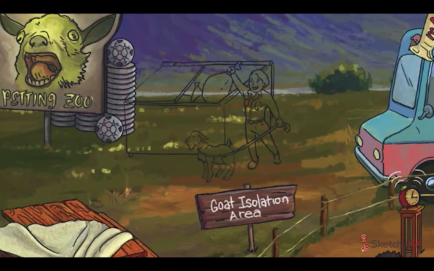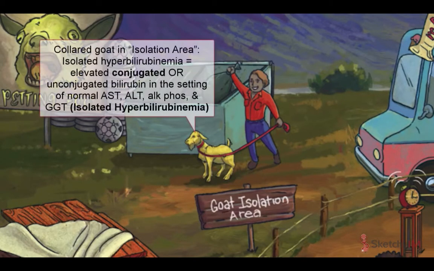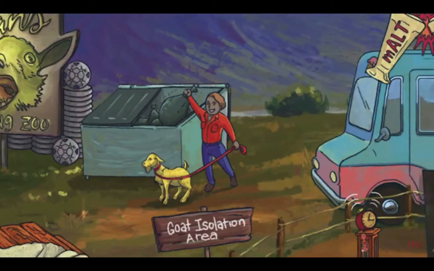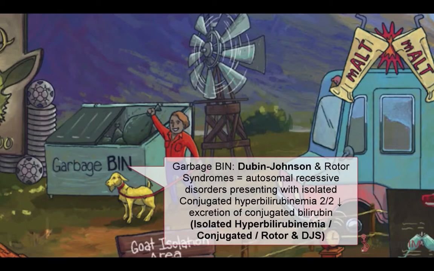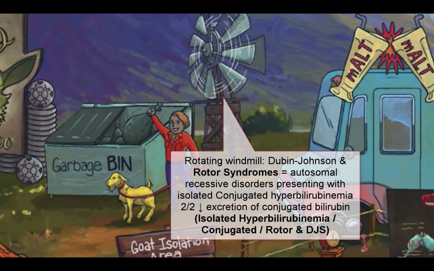Think of the isolated collared goat as isolated conjugated hyperbilirubinemia. This is a relatively rare finding. It's seen in two autosomal recessive inherited disorders: Dubin-Johnson syndrome and Rotor syndrome, symbolized here by the garbage bin and the rotor windmill. The underlying mechanisms are different. Dubin-Johnson is caused by a defective bilirubin transporter, while Rotor is a result of impaired reuptake of conjugated bilirubin.